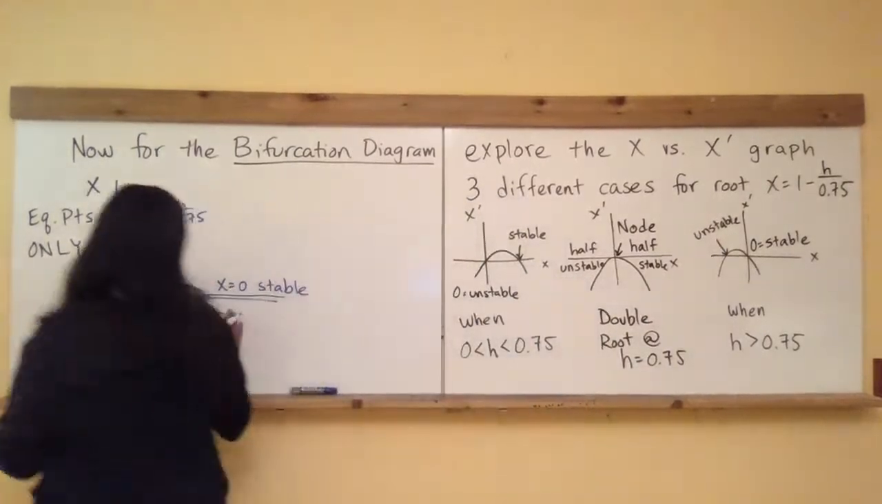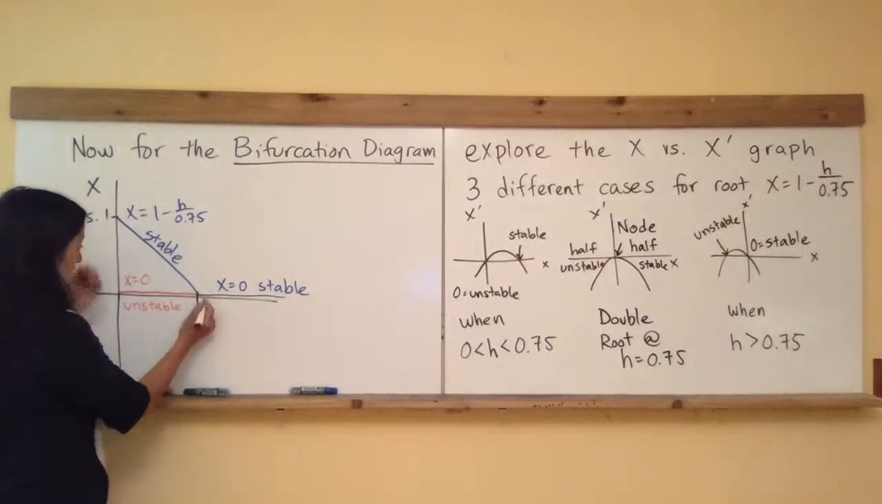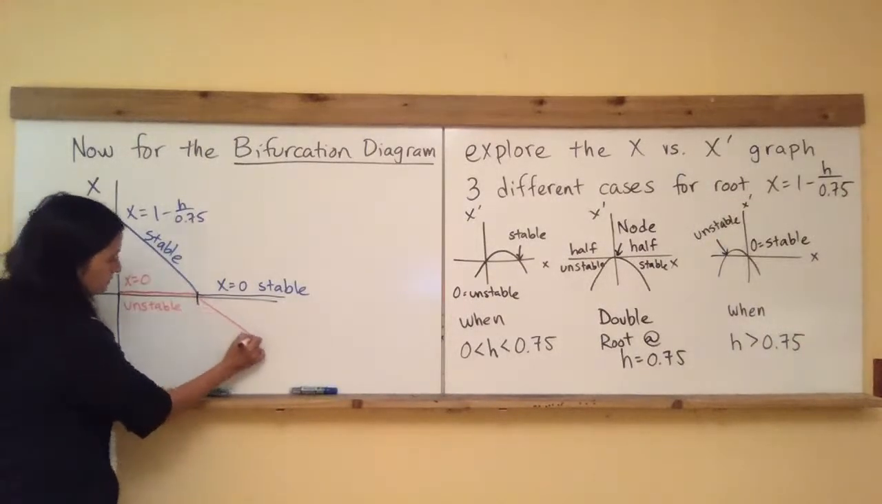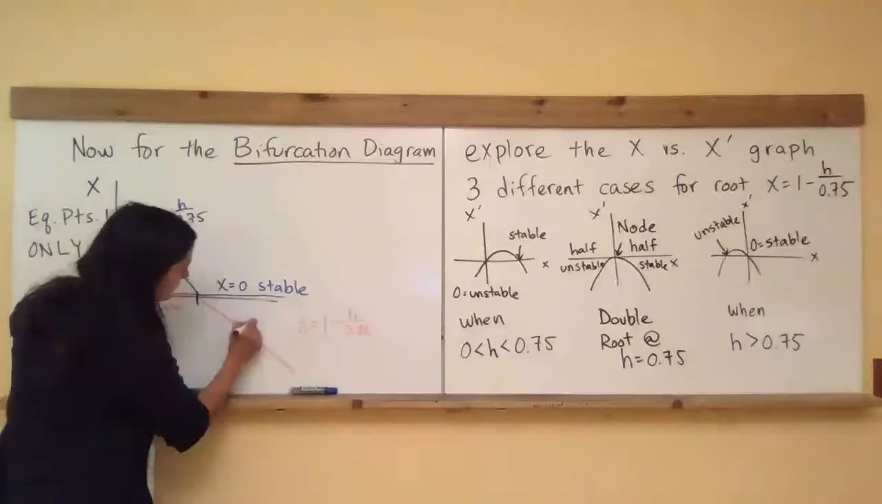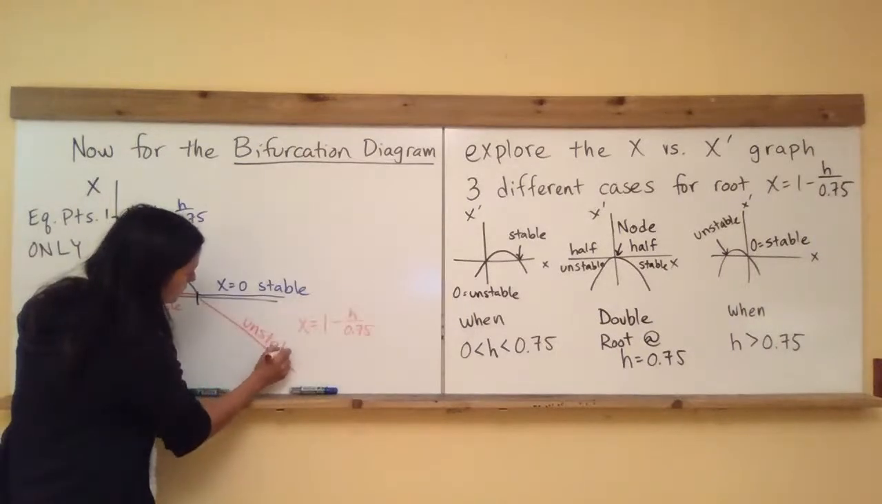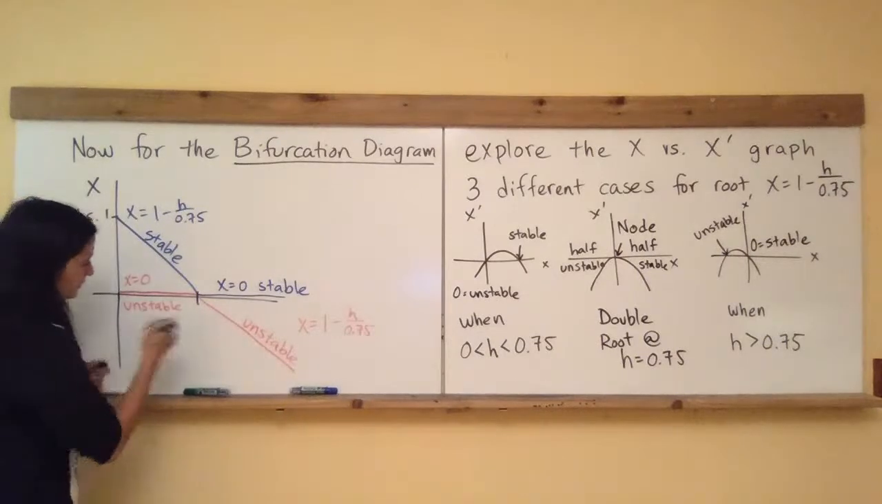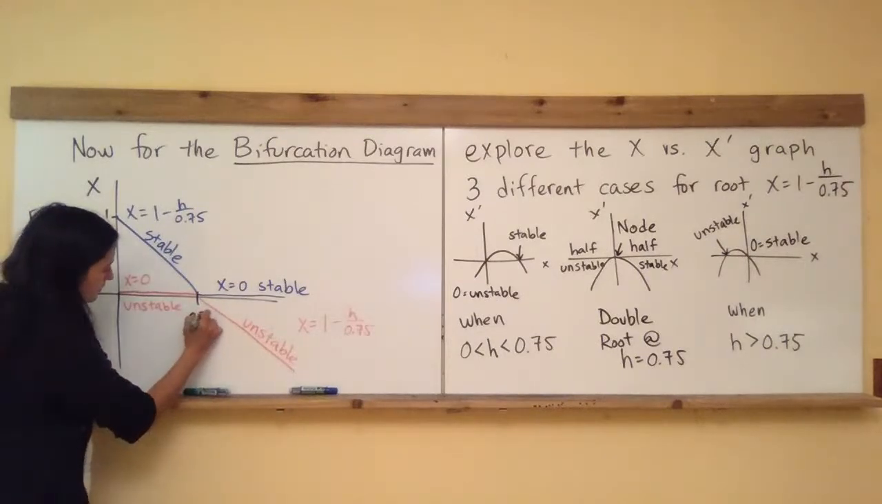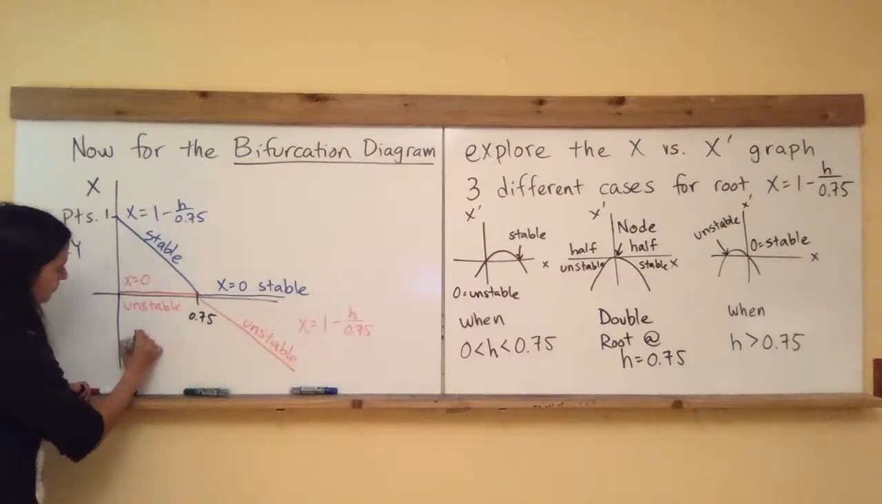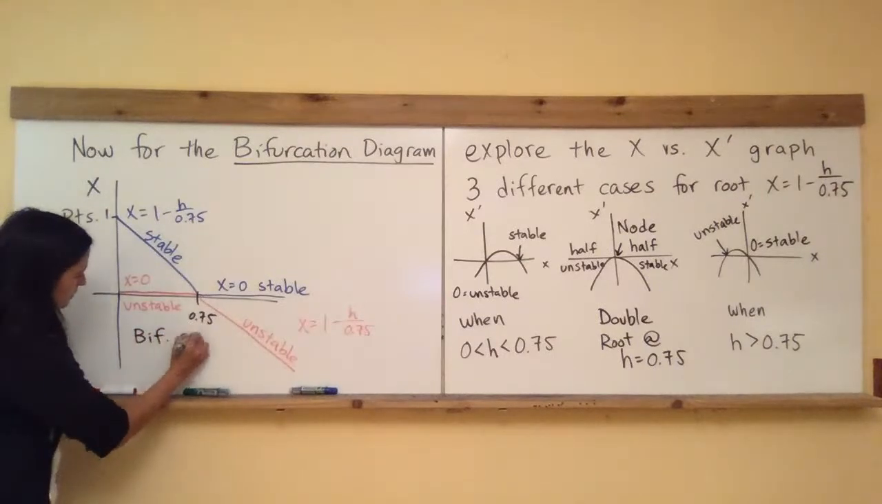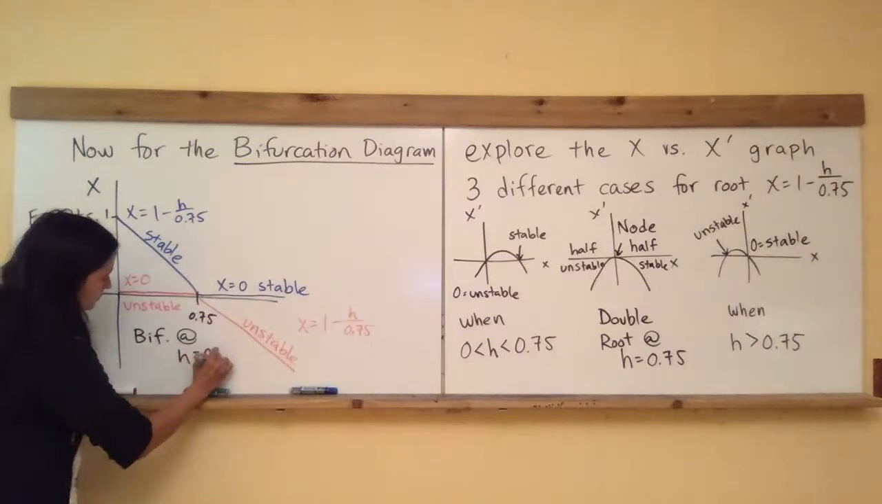Okay, so now this line right here is continuing down. Okay, and that's the same line become unstable. And this is that same bifurcation value right here, 0.75. So bifurcation at h is equal to 0.75.